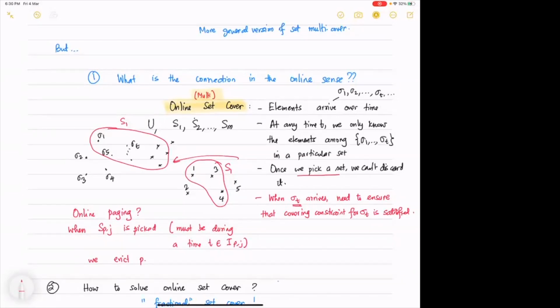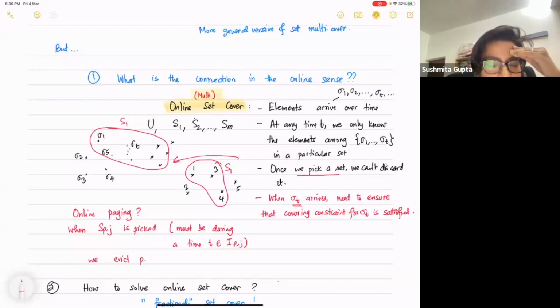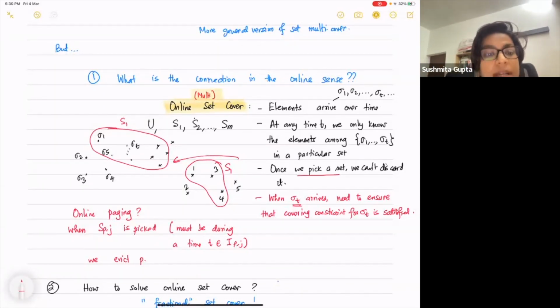Can I ask another question? Yes. So the elements arrive in an online fashion, right? But the identity of the sets, for example, what exactly S1 is, shouldn't I know the composition of the set, the elements of the set S1, before I can actually see the system?